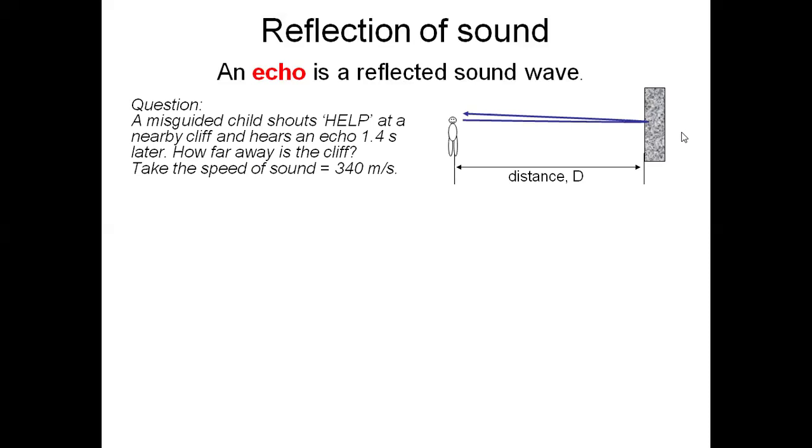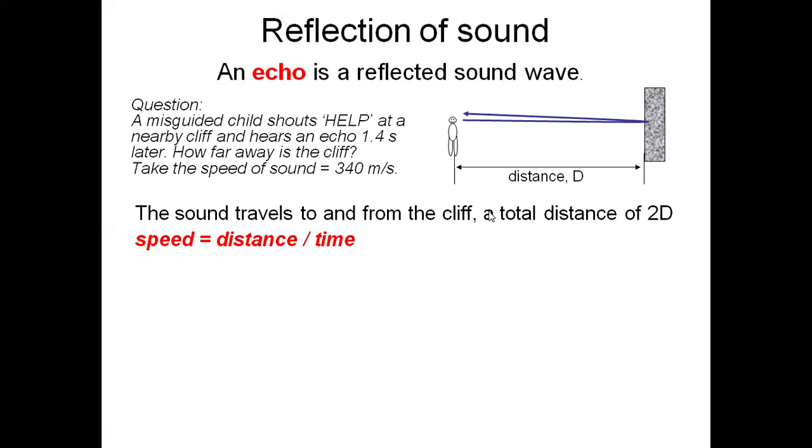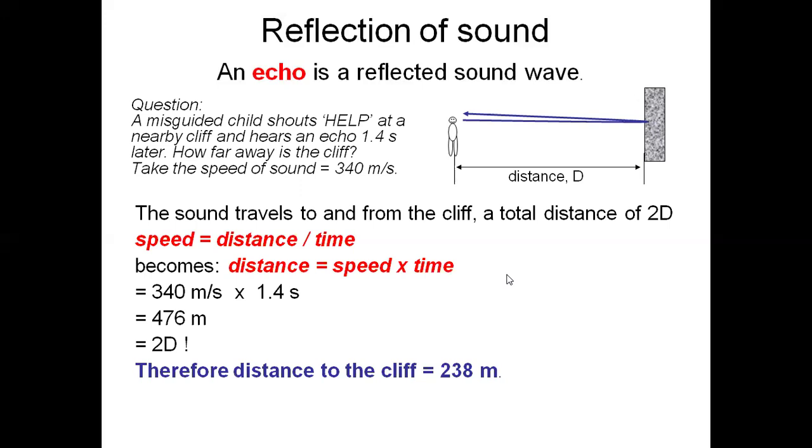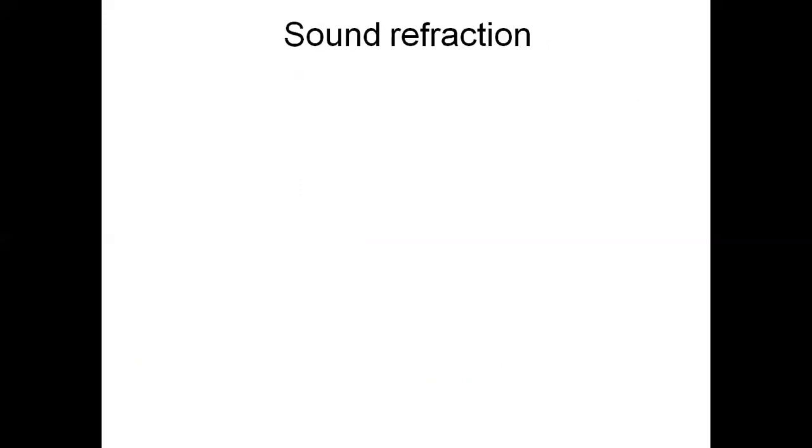So the sound is traveling towards the wall, towards the cliff, and it is returning. So the one way distance is d. Going towards the cliff and returning towards the child, the distance traveled is 2d. Speed is equal to distance over time, the famous equation. So distance is equal to speed multiplied by time. So 340 into 1.4 is 476 meters, but it is 2d. So what will be d? d will be 476 divided by 2, that is 238 meters.